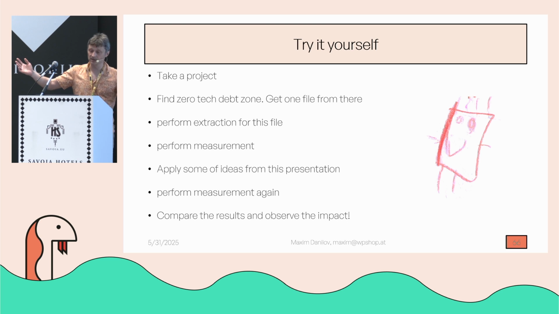And you can try it yourself. Take a project, find the zero-touch depth zone, like I showed previously. Get one file from this zone. Perform extraction for this file. You can use my library. Perform measurement. Apply some ideas from this presentation. Perform measurement again and enjoy. Probably it will be improved. Probably not. I don't know.